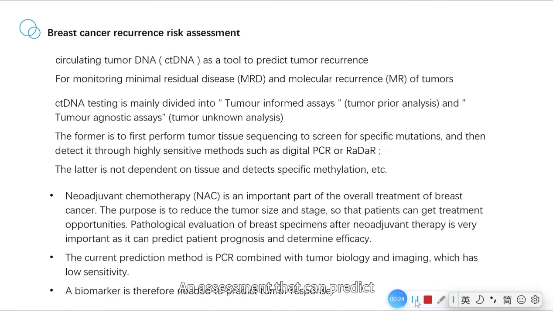It is an assessment that can predict the patient's prognosis and treatment efficacy. The current assessment method is mainly pCR combined with imaging and tumor biology. However, this method can only detect tumors when they reach a certain level, and the sensitivity is very low. Therefore, a biomarker and highly sensitive detection technology are now needed to predict the occurrence and development of tumors.